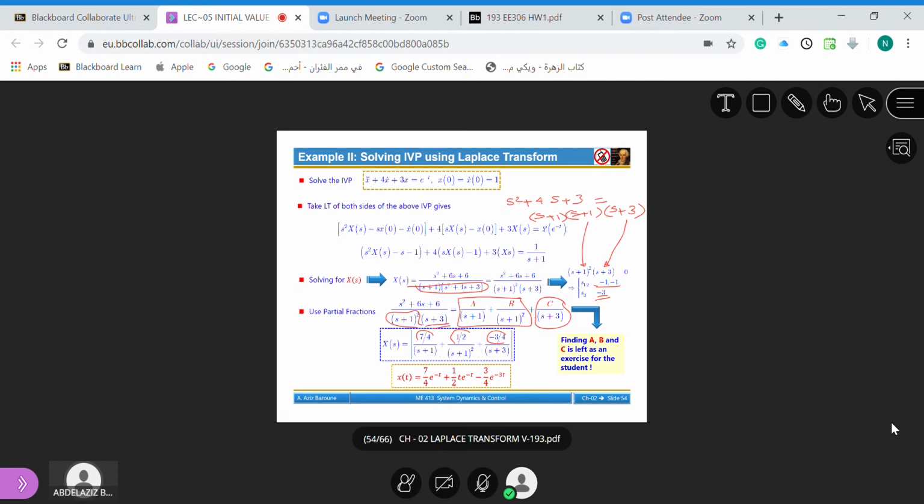The inverse Laplace transform of the first one simply turns out to be 7 over 4 exponential minus t, because this is s plus 1. And since this is (s plus 1) squared, remember 1 over s squared is t, but 1 over (s plus 1) squared is t exponential minus t, because it is shifted by 1 here. So half t exponential minus t, and then minus 3 over 4 over s plus 3 will be -3 over 4 exponential minus 3t. And this is the solution of your initial value problem.